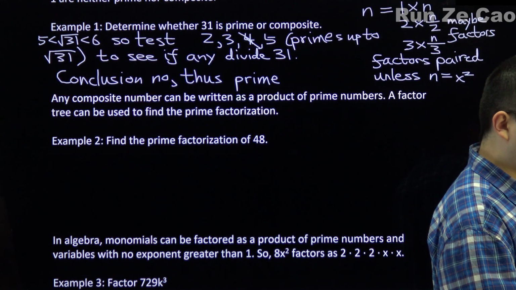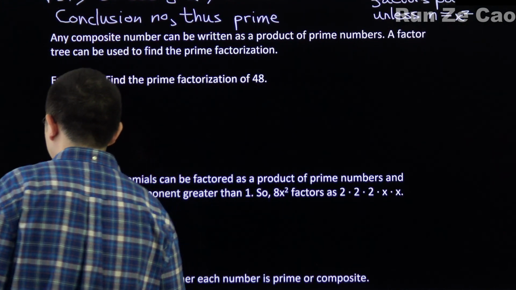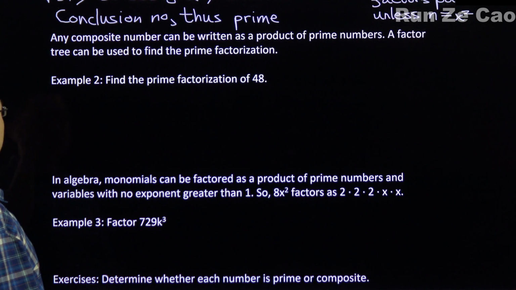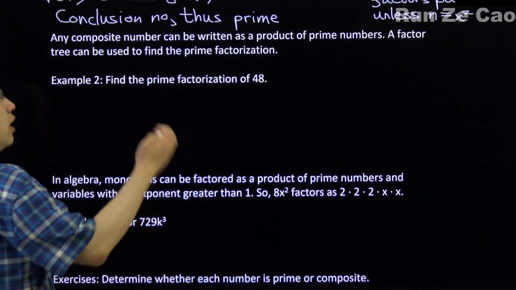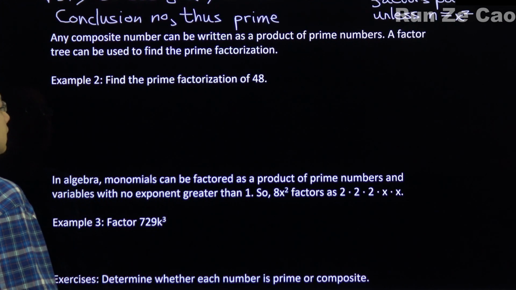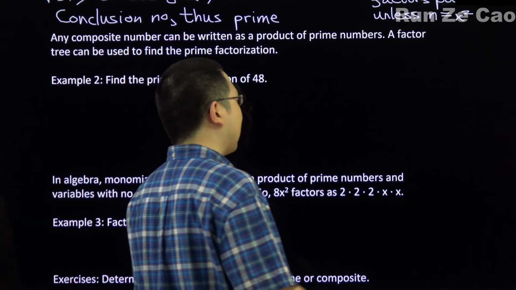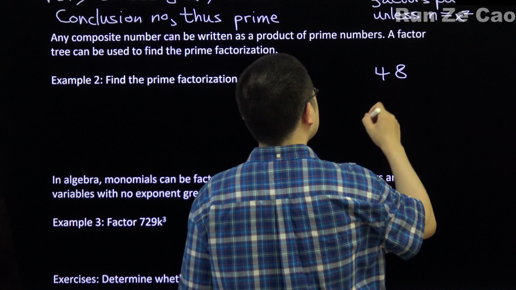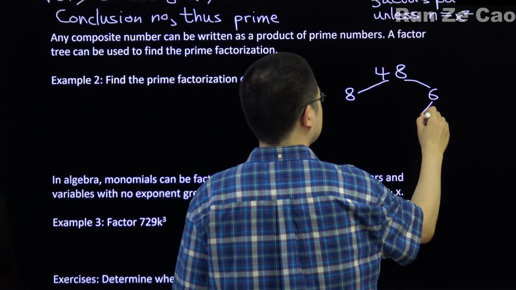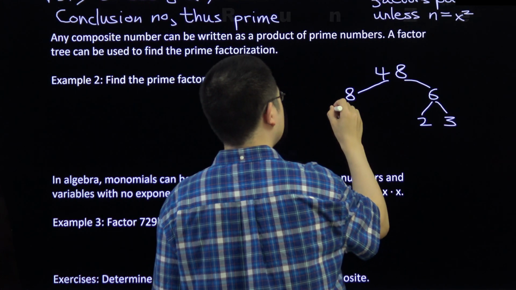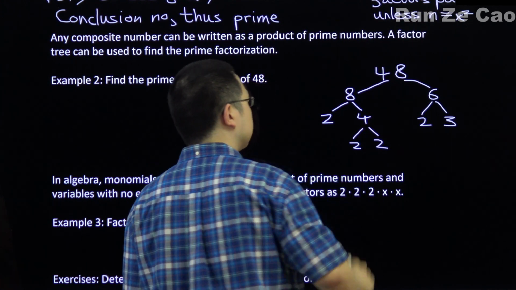Now let's say we want to find the prime factorization of 48. The prime factorization is when you write out all the prime factors with suitable exponents which multiply out to equal the number you're looking for. A factor tree can be used to find the prime factorization. A factor tree would look like this. 48, 8, 6, 2 and 3, 2 and 4, and 2 and 2.